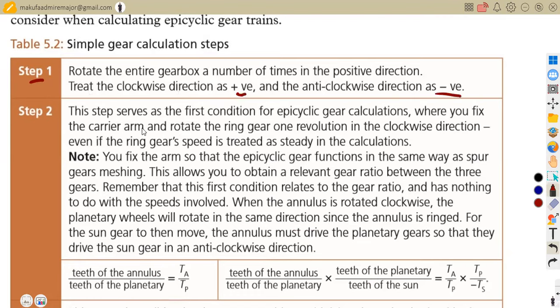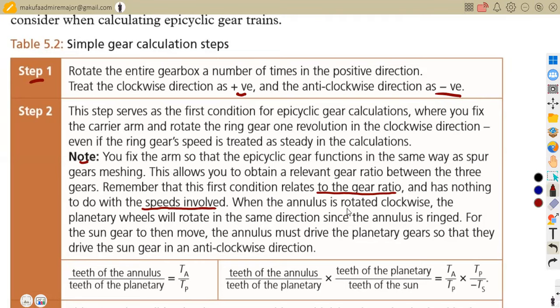Then also, what you're going to do is fix the arm so that the epicyclic gear train functions in the same way as the spur gear meshing. This allows you to obtain a relevant gear ratio between the three gears. Remember that the first condition relates to the gear ratio and has nothing to do with the speeds involved. I always explain that the information you are given is a fixed issue. You do not involve any part of your question that you are given there. So that is what you're going to have.